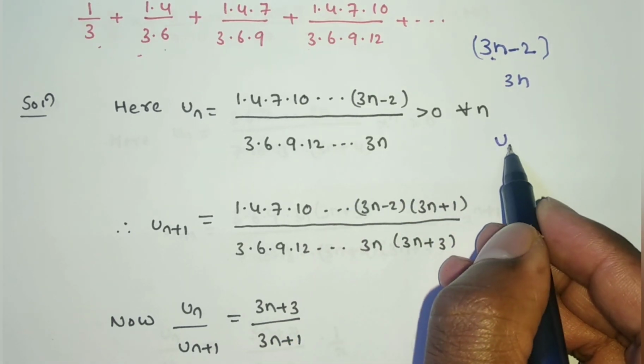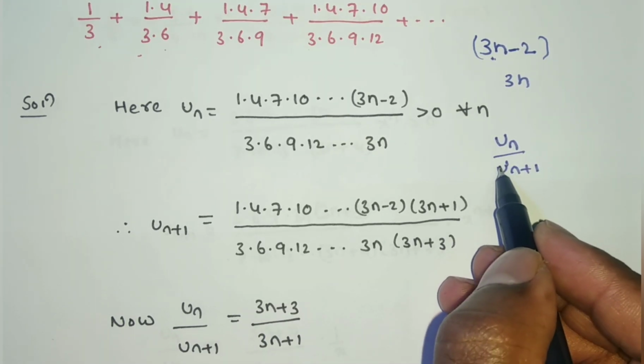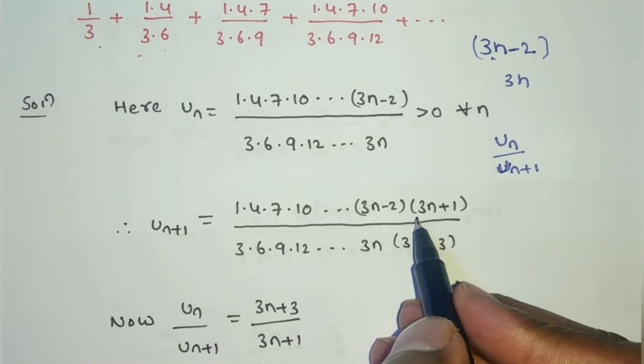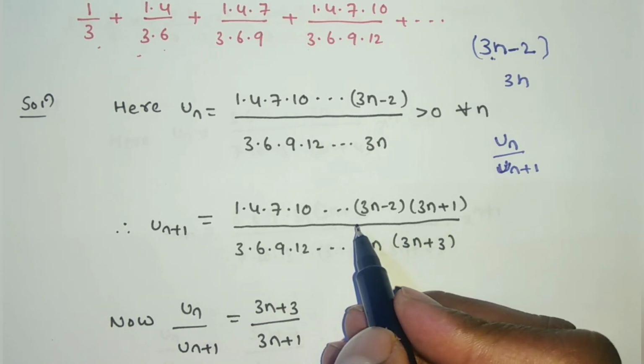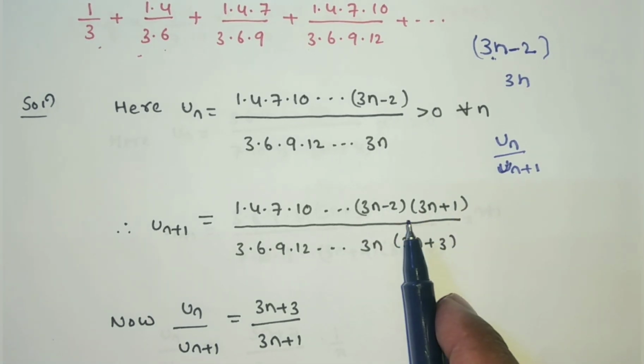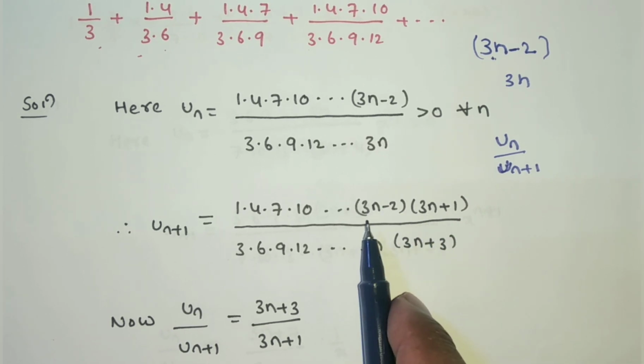In the ratio test, you need to find un by un plus 1. So I know un, now I want un plus 1. How will you write the un plus 1 term? It should contain the nth term or not? Yes. Now, the n plus 1 term means you just add the common difference and write the product. So 3n plus 2.